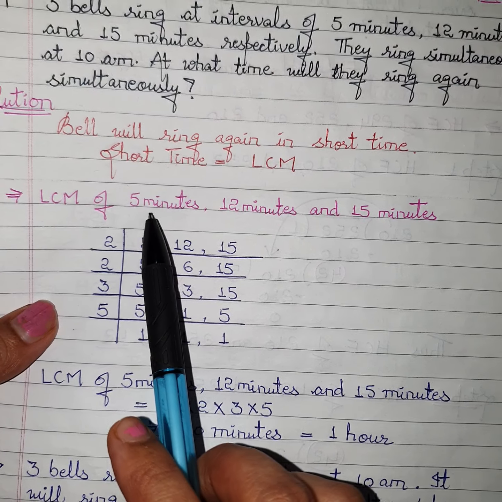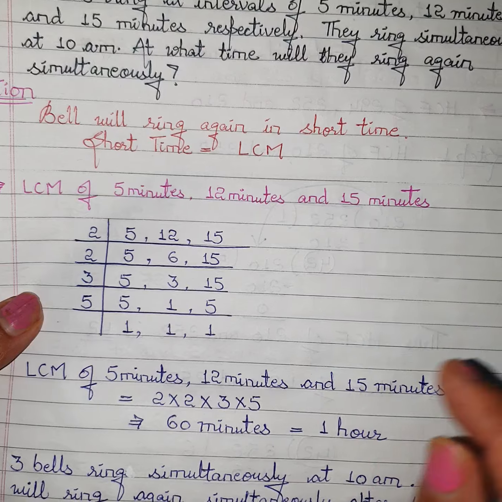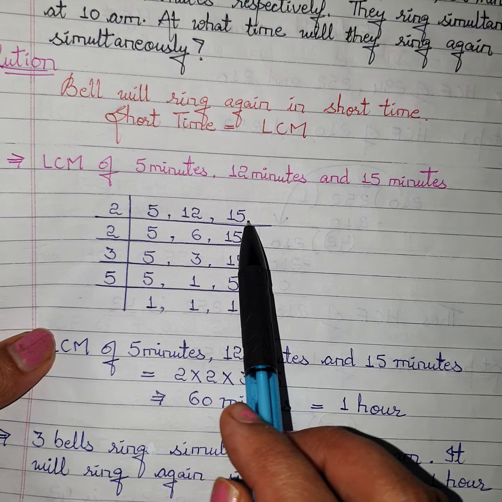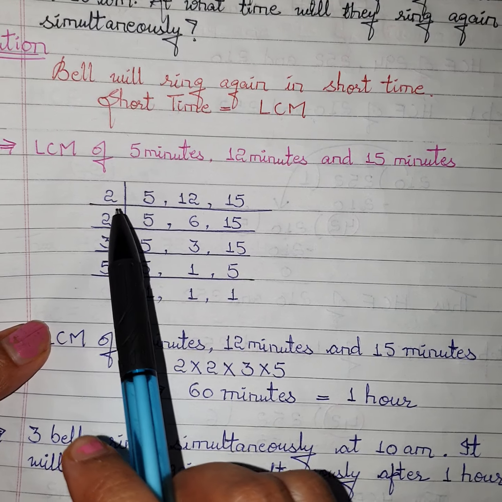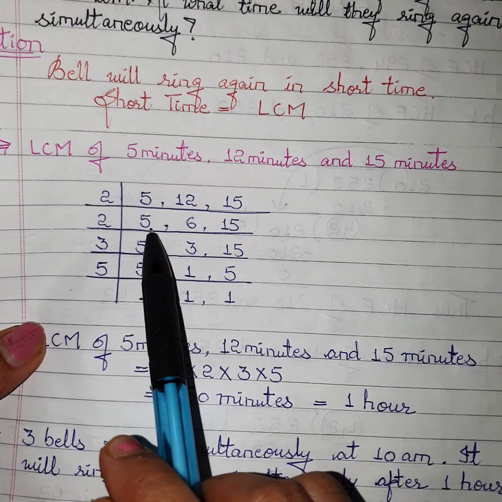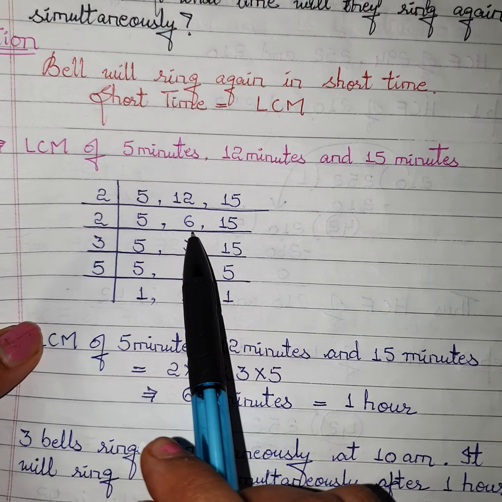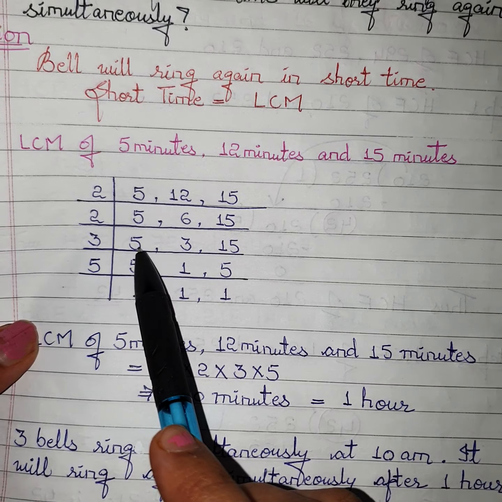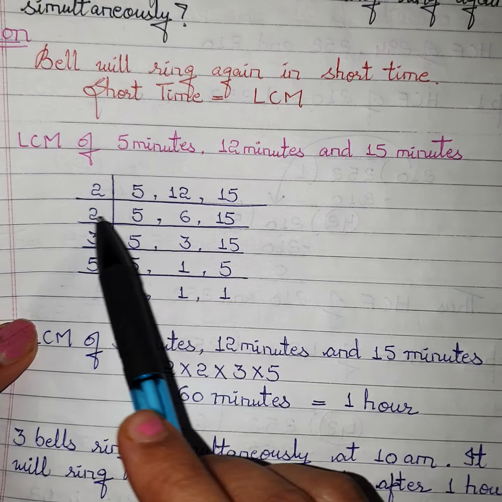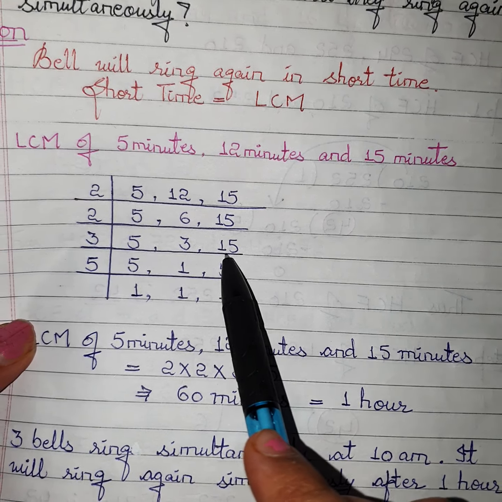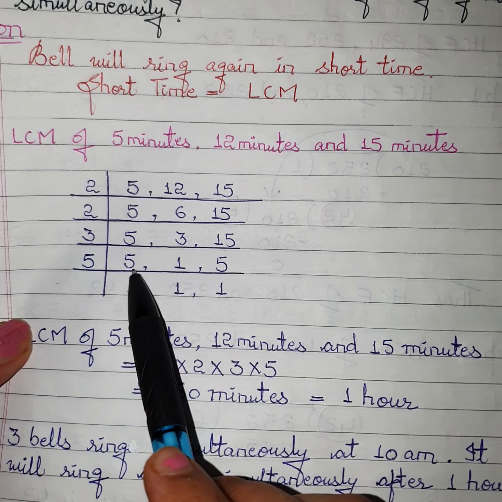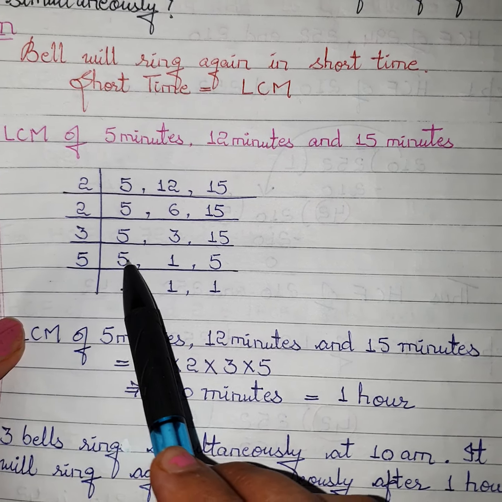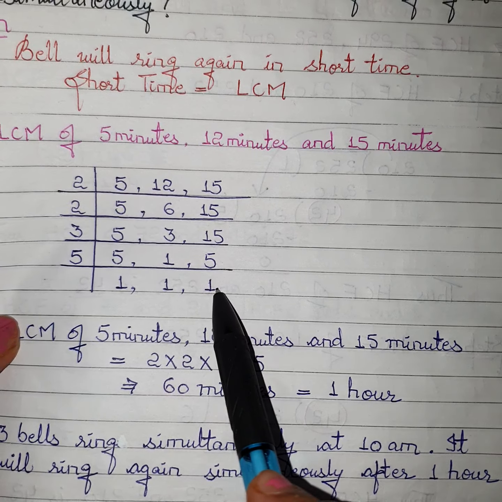So here we will find the LCM of 5 minutes, 12 minutes and 15 minutes. I have written 5, 12 and 15 inside the division format of LCM and started taking the LCM by the table of 2. So 2, 5 will come as it is. 12 comes 6 times, so 2 6s are 12, 15 will come as it is. Again by the table of 2, 5 will come as it is. 6 comes 3 times, so 2 3s are 6, and 15 will come as it is. Now by the table of 3. So 5 will come as it is. 3 1s are 3, 3 5s are 15, and finally by the table of 5. So 5 1s are 5, 1 and 5 1s are 5.